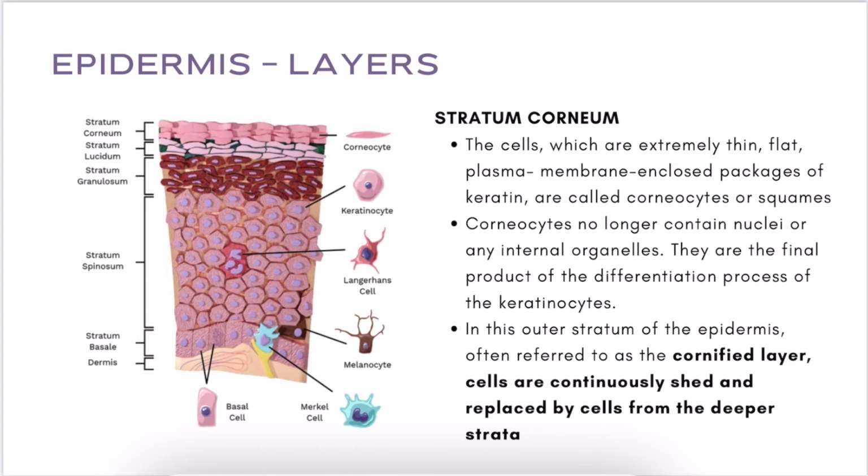This outer stratum of the epidermis, often referred to as the cornified layer, is where cells are continuously shed and replaced by cells from the deeper strata. Its multiple layers of dead cells help the stratum corneum to protect deeper layers from injury and microbial invasion. Constant exposure of skin to friction stimulates increased cell production and keratin production, and that results in the formation of a callus, which is an abnormal thickening of the stratum corneum.